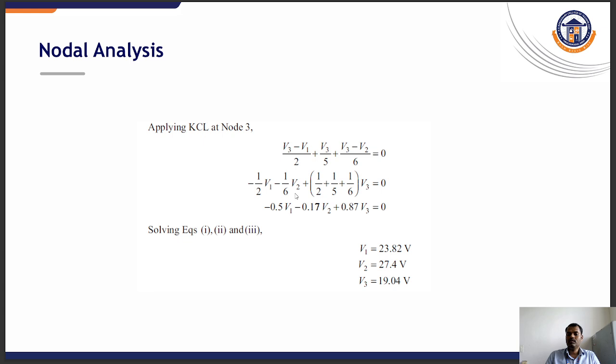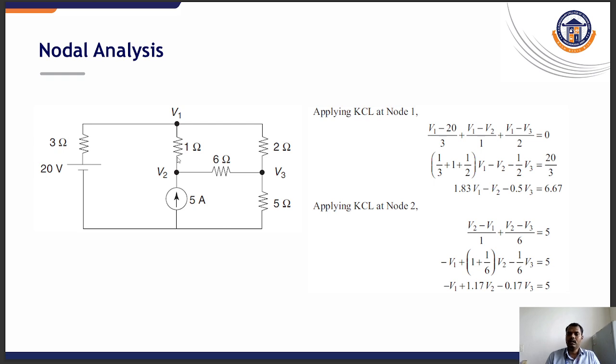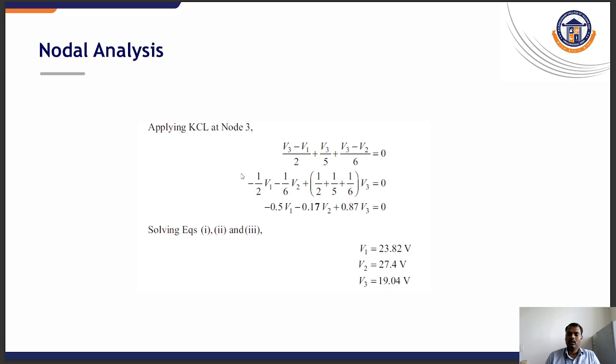By solving this, we get V1 equal to 23.82 volt, V2 equal to 27.2 and V3 equal to 19.0. After finding the values of V1, V2 and V3, we can find the current flowing through each of these resistors very easily, and also the power across each resistor or load. So this is about DC circuit analysis.